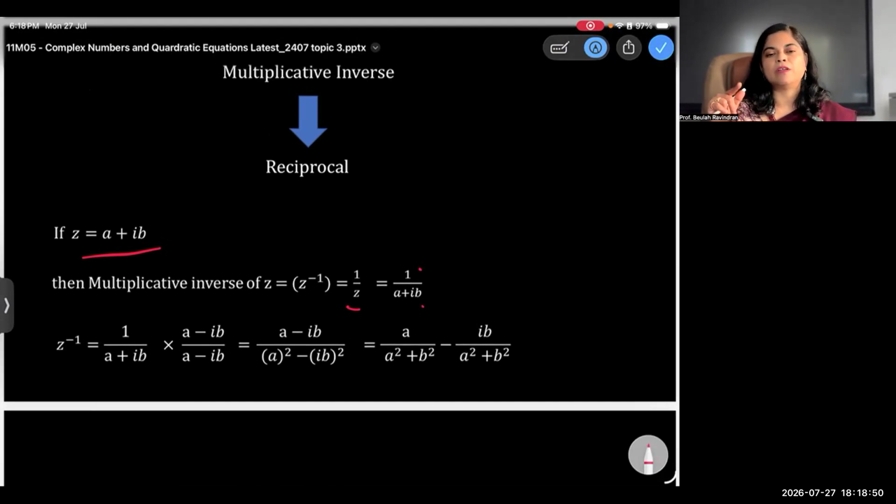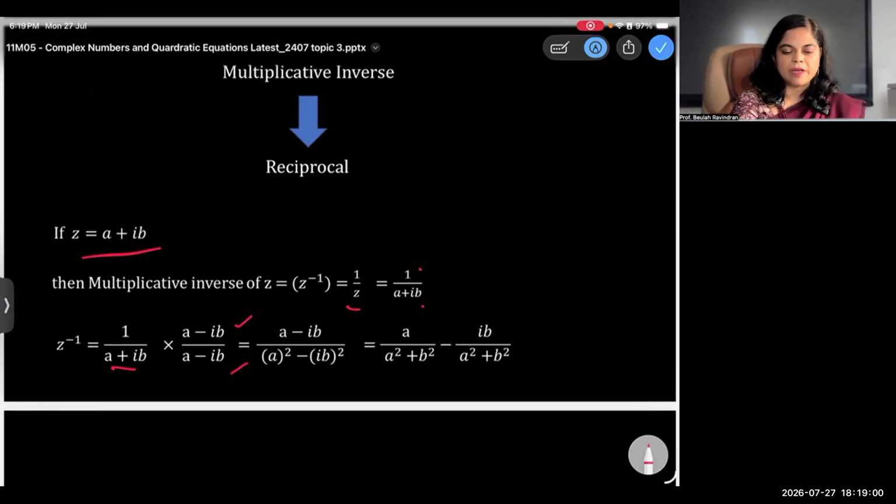If it is there in the denominator, you should multiply with the conjugate and rationalize the term. So what is the conjugate of a plus ib? a minus ib. So rationalize the factor. So (a minus ib) by (a plus ib) into (a minus ib) means a square minus b square, so you can use it.